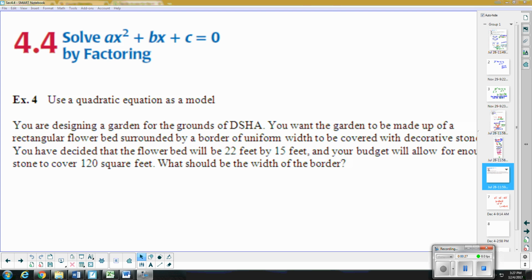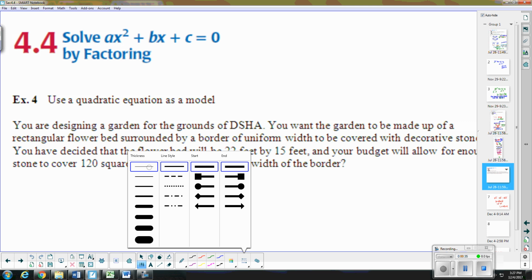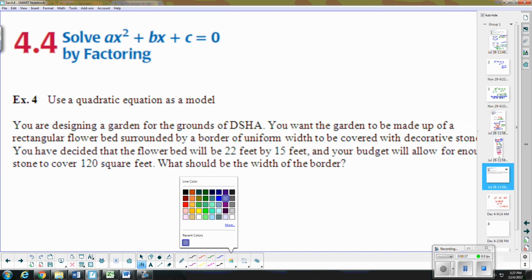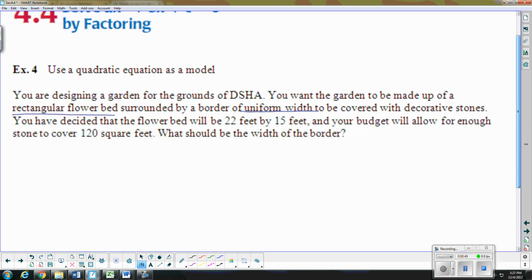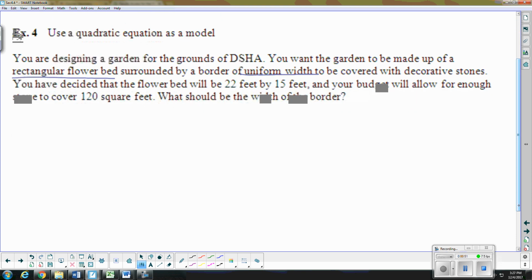It says that we're designing a garden for the grounds of DSHA, and you want the garden to be made up of a rectangular flower bed. So we know it's going to be rectangular, and it's going to be surrounded by a border of uniform width to be covered with decorative stones. So I'm just going to start by drawing a picture, like you should for all these kinds of word problems.